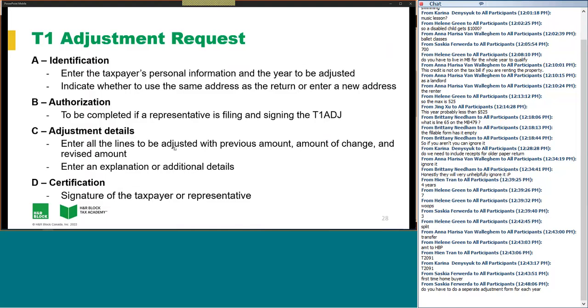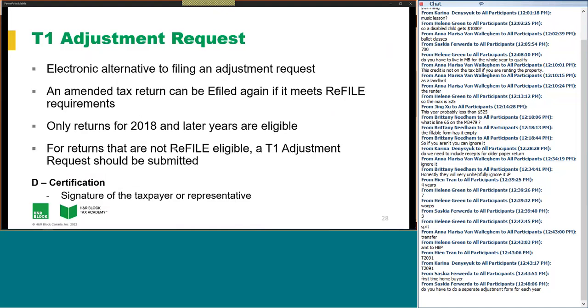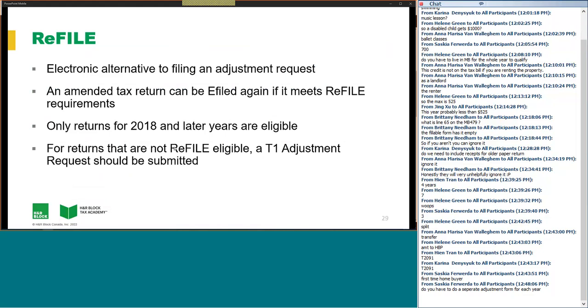Send it off, and then wait for an answer. There is a method where you have done a return and it's a simple error. Instead of doing an adjustment, you can do a refile, which is you just send the tax return again. Normally, once you file a tax return, you can't file another return for that year. It's not an option. You're blocked from doing that. There's a process called refile that will allow you to do that for returns 2018 and later.